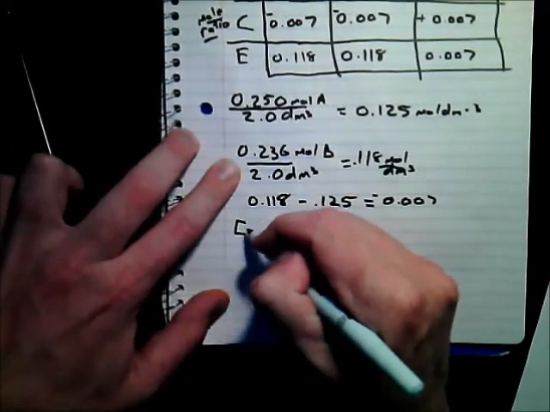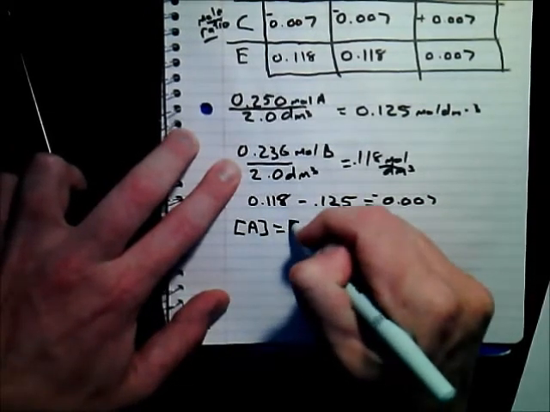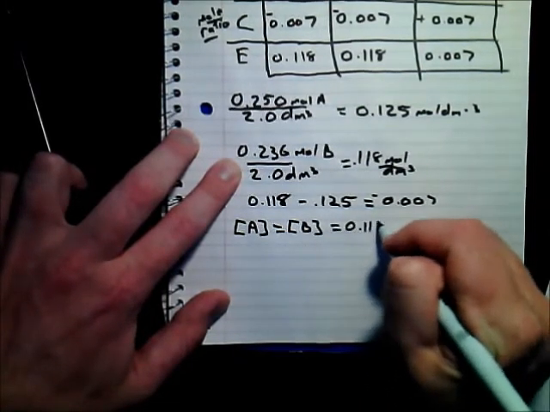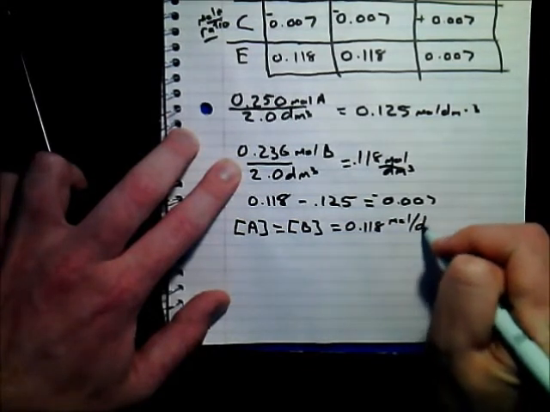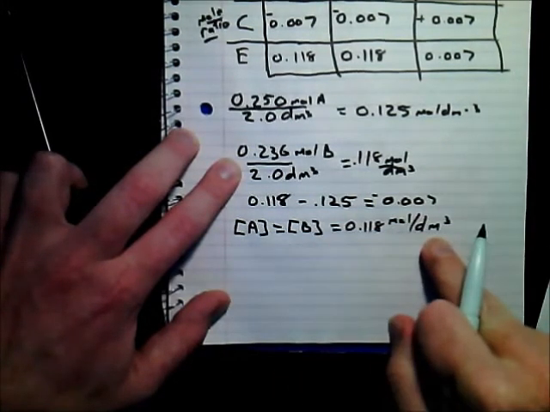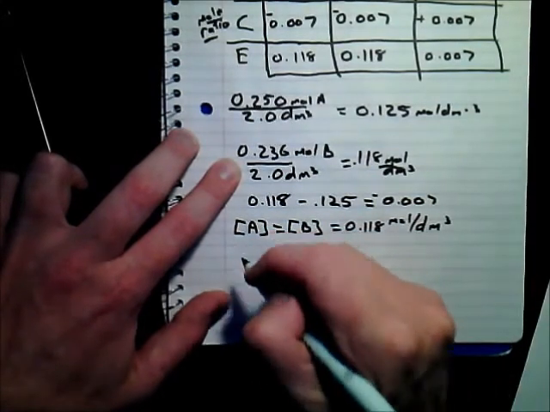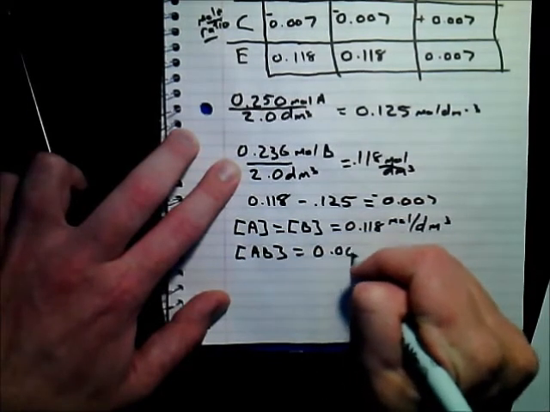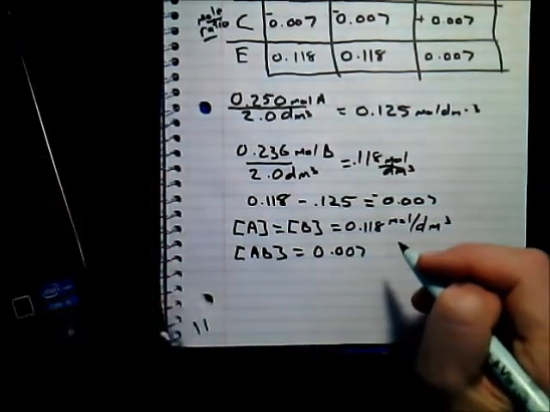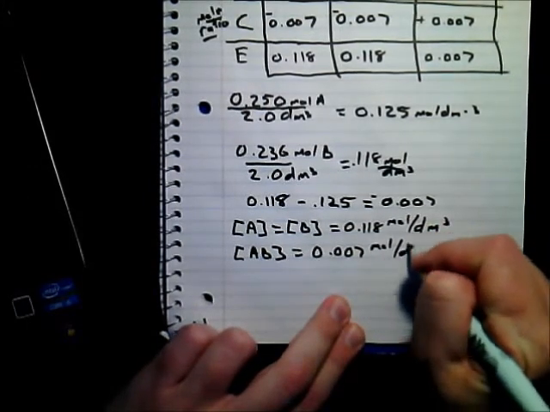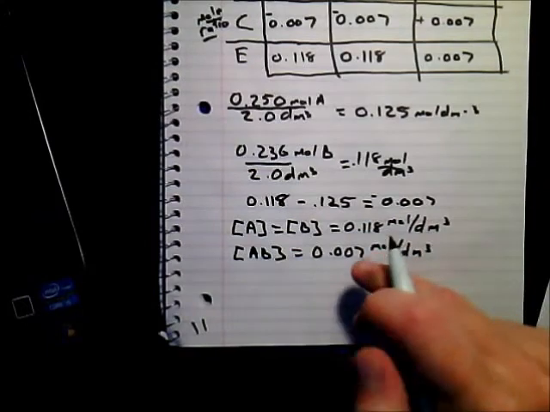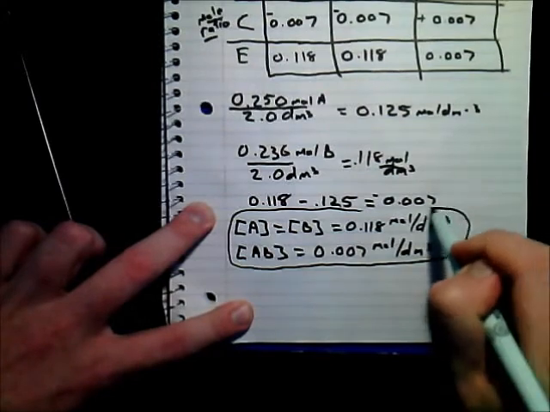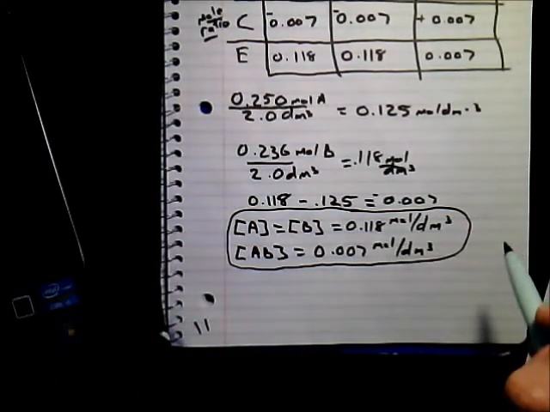So how I would write this probably is I'd say concentration of A is equal to the concentration of B, just because they happen to be the same, equals 0.118 mole per cubic decimeter. So that's my concentration of A and B. And then my concentration of AB is equal to 0.007, and again, mole per cubic decimeter. If I was writing my answer on an IB exam or something, this is probably how I'd write it right here, because I'm telling the concentration of all species at equilibrium. That's what I was supposed to do.